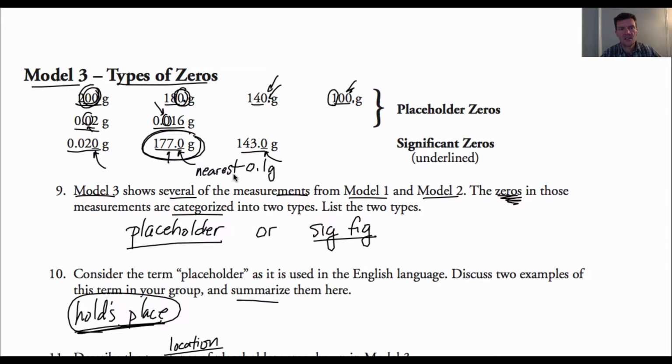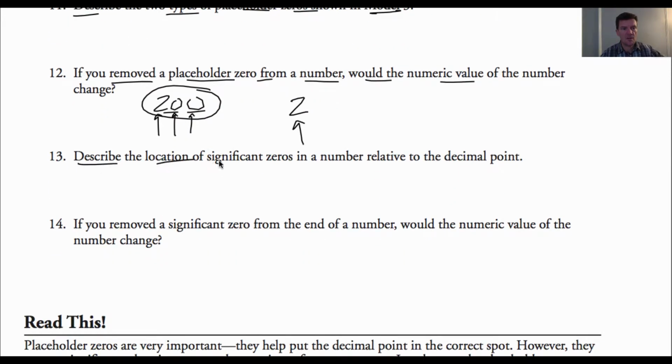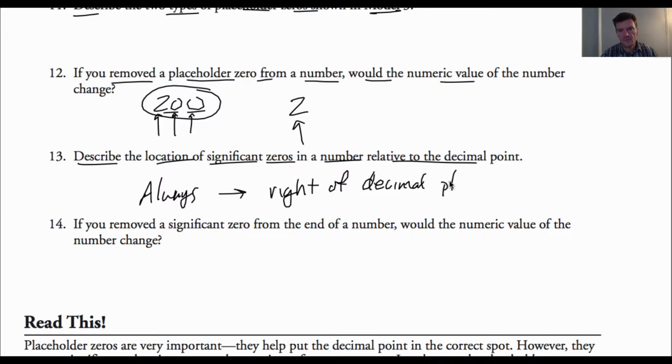So that 0, this 0, this 0, and this 0 are all significant. So to answer this question down here, describe the location of significant zeros in a number relative to the decimal point. They are always to the right of the decimal point, at the end of the number. Okay?